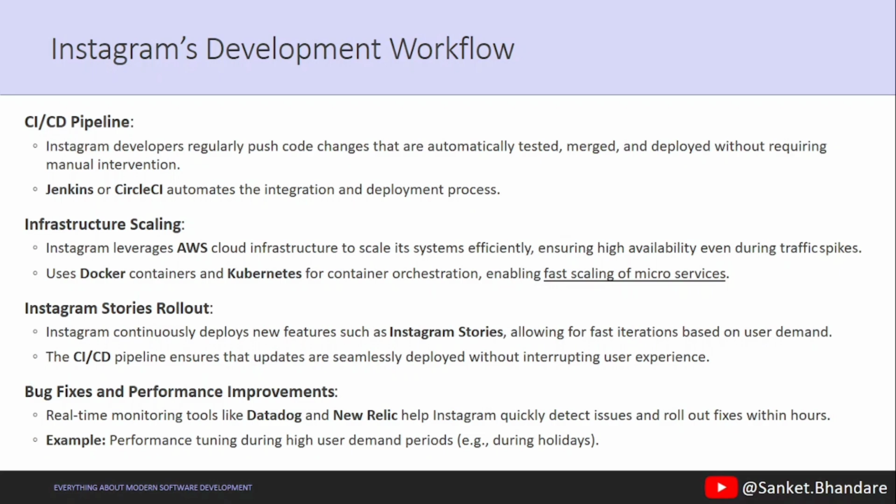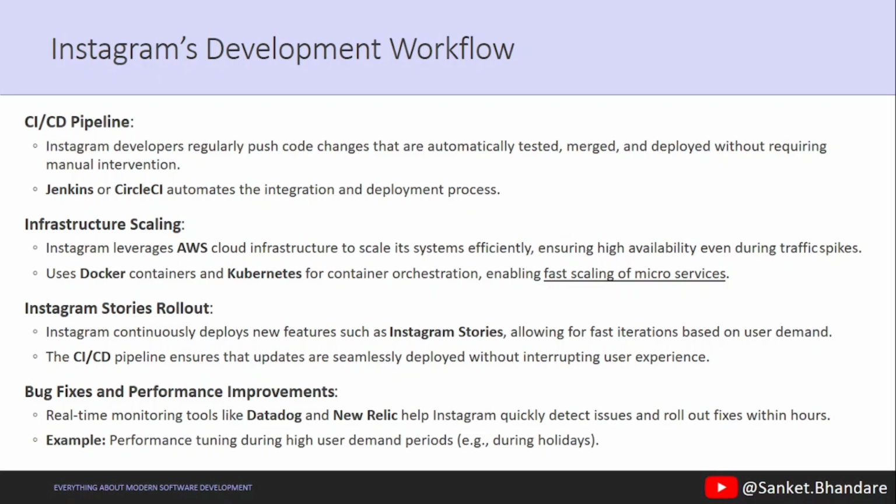Second thing is infrastructure scaling. As per the blog published by Instagram, it leverages AWS cloud infrastructure, EC2 instances basically, to scale its system efficiently, ensuring high availability even during traffic spikes. It makes use of Docker containers and Kubernetes for container orchestration, enabling fast scaling of microservices.